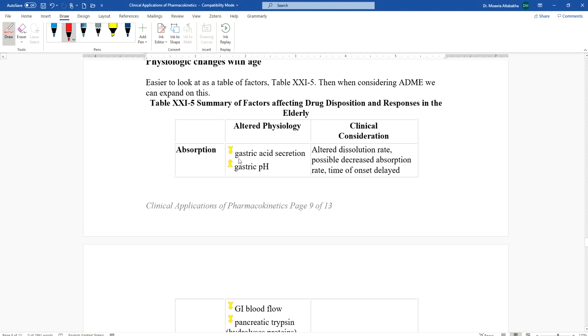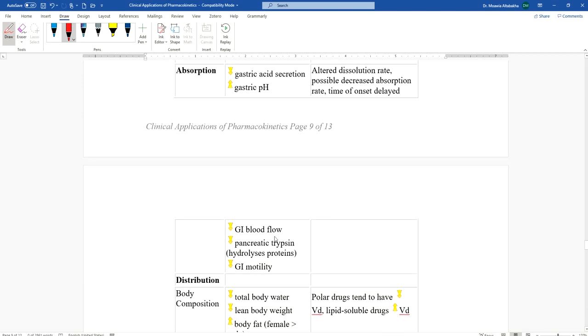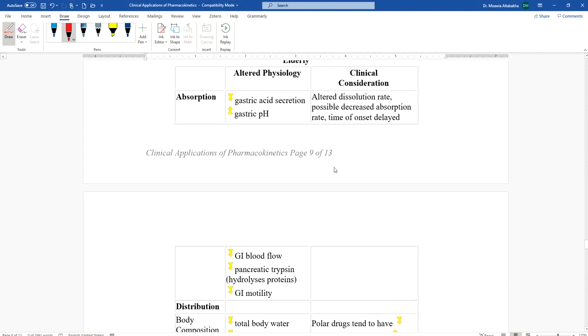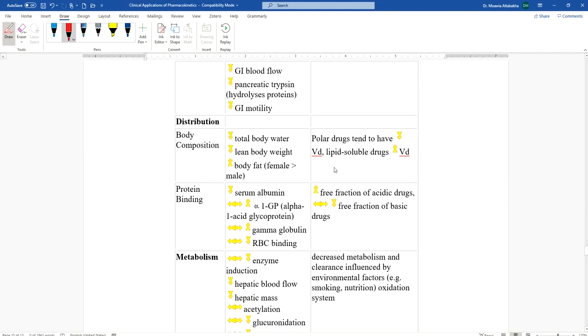For example, في الالدرلي شو بصير في الجاستريك acid secretion؟ زي البيدياتريك, similar to pediatric, it decreases. إذا شو بصير في pH؟ increases. طيب GI blood flow, gastrointestinal blood flow also decreases. Pancreatic trypsin decreases. GI motility decreases. For some drugs, this can alter the absorption. Also, the dissolution of the drug is altered, and probably a delay in absorption can happen.